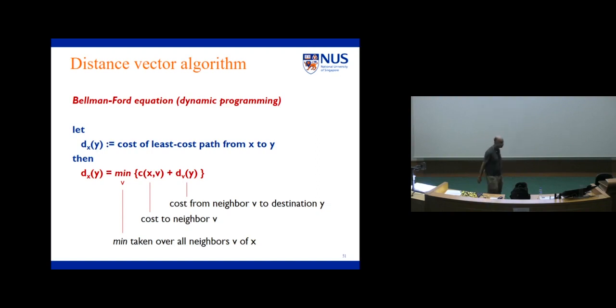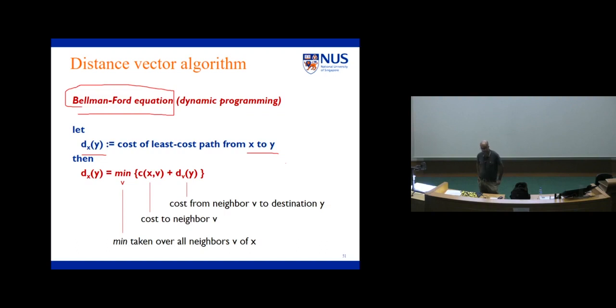The way this algorithm works is I compute something and I give it to my neighbors. My neighbors compute their own things, they tell me. And we compare this in an iterative way, and at some point we will converge and we will be done. But the key of this is something called the Bellman-Ford equation. You may have seen it in other contexts, but let me give you what this means. Let's say dx of y is the cost of the least cost path from x to y.